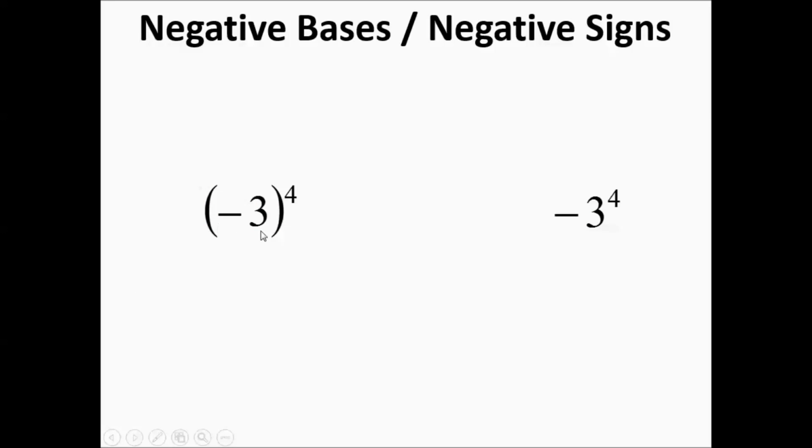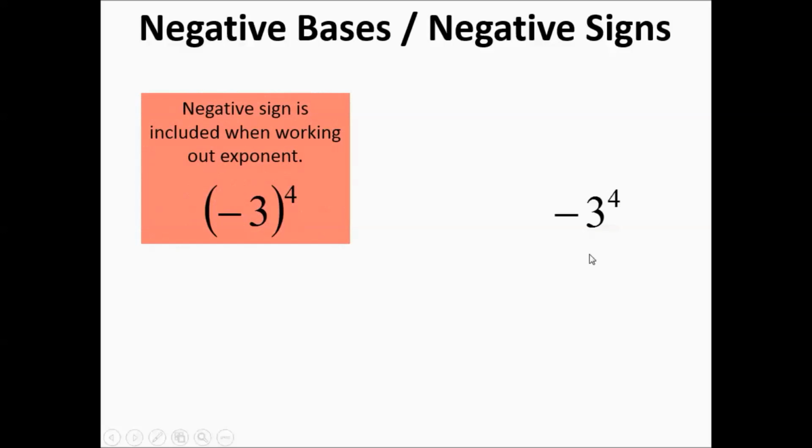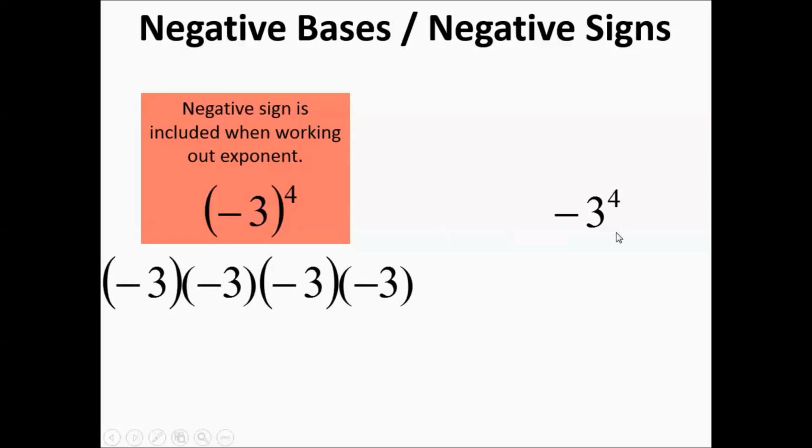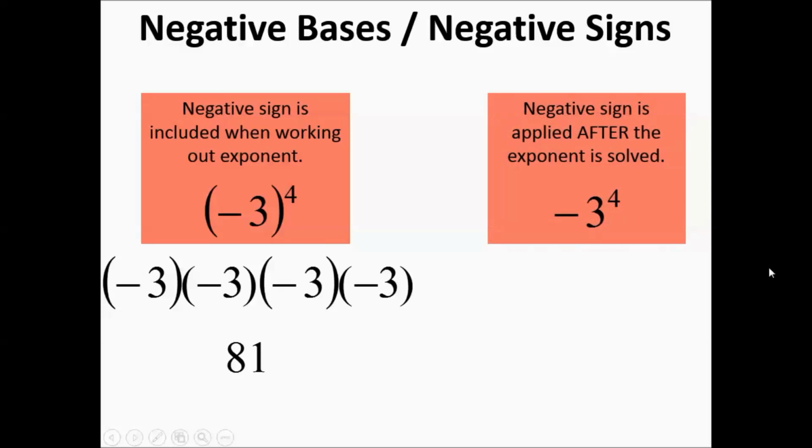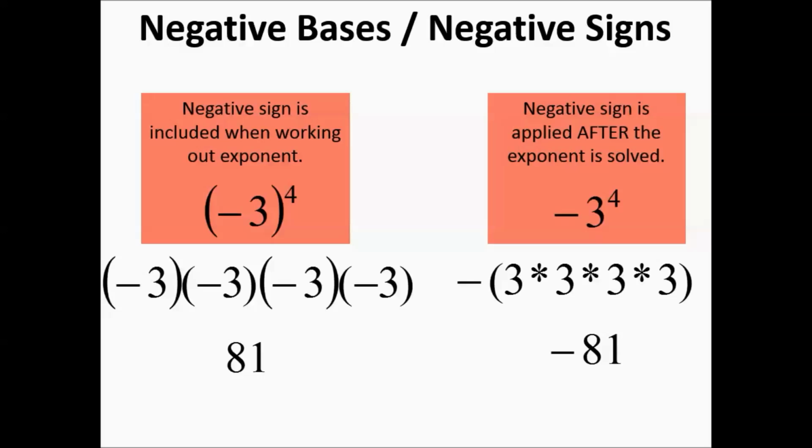Negative 3 in parentheses to the 4th compared to negative 3 to the 4th. In this one, you include the negative. That's going to be 4 negative signs you're dealing with, so it's going to become a positive. And then 3 to the 4th is 81. Over here, the negative gets applied at the end, so you work out the 3 to the 4th and then put the negative sign on. And that works out to negative 81.